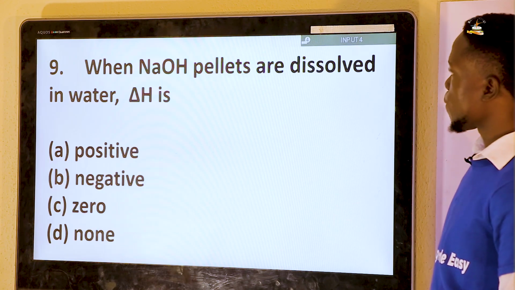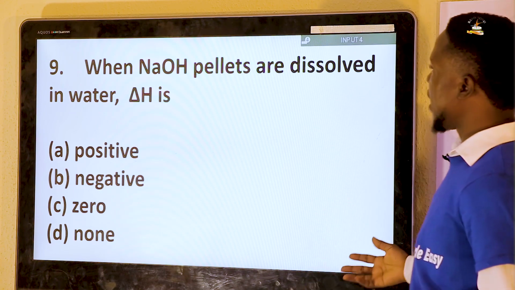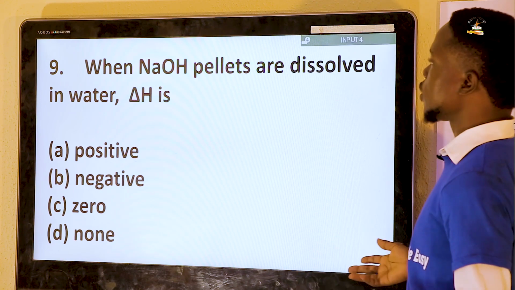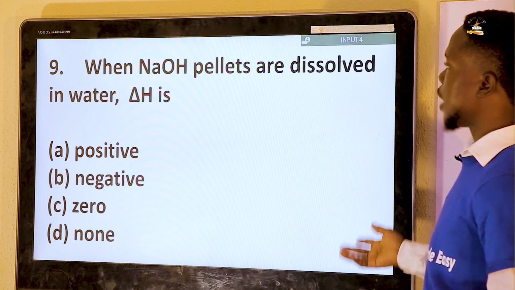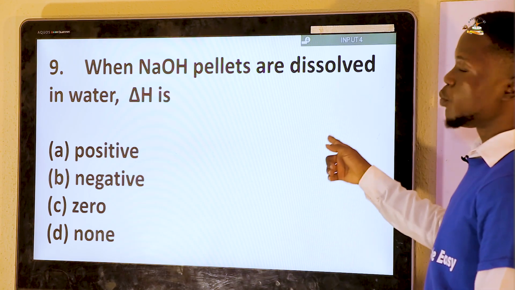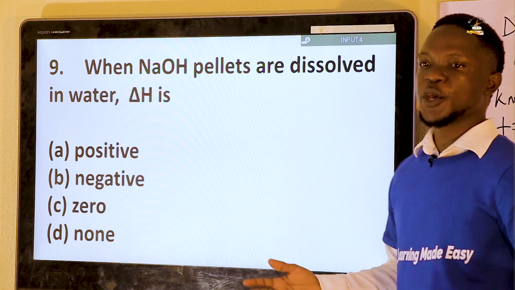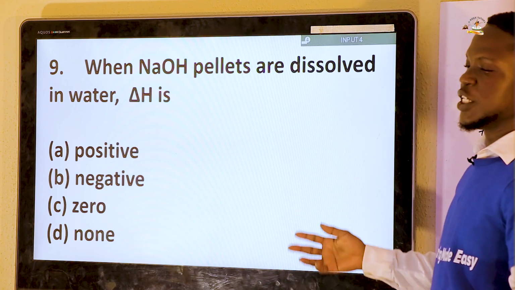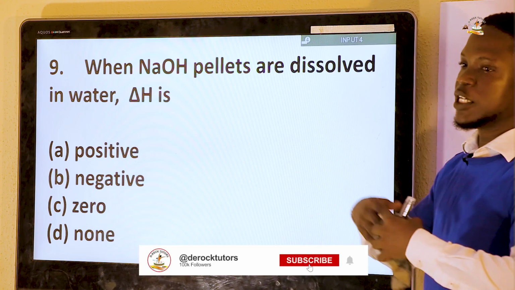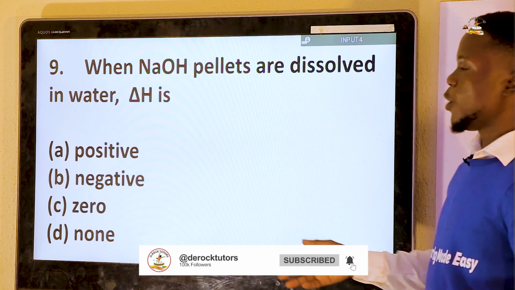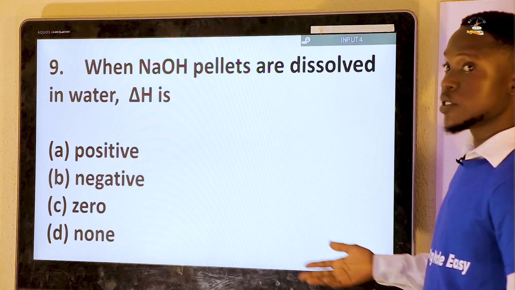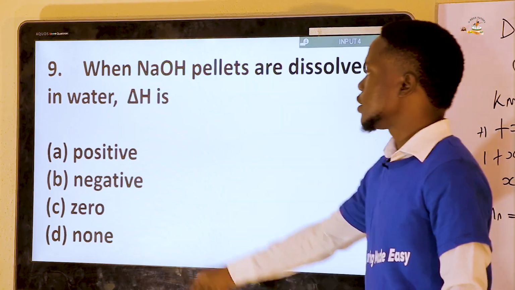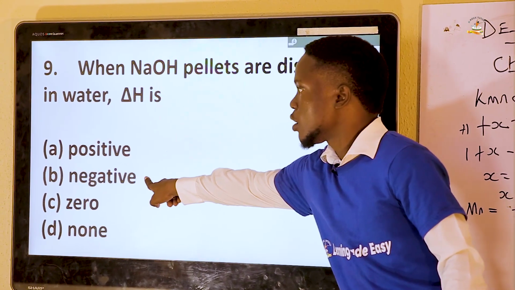Number 9. When sodium hydroxide pellets are dissolved in water, the delta H, which is the change in enthalpy, is dash. Now, this is an example of an exothermic reaction. An exothermic reaction is a reaction in which heat is given off to the environment. And in exothermic reaction, delta H is always negative. So the answer is option B.